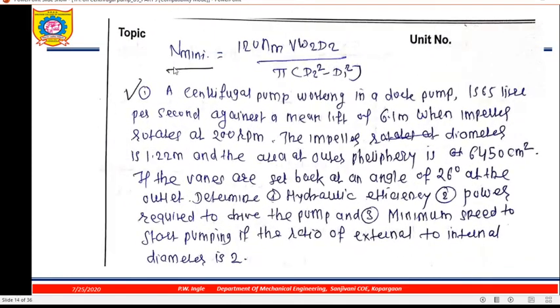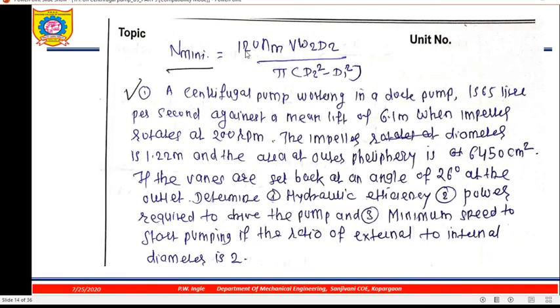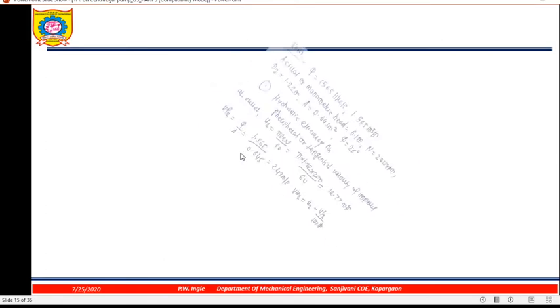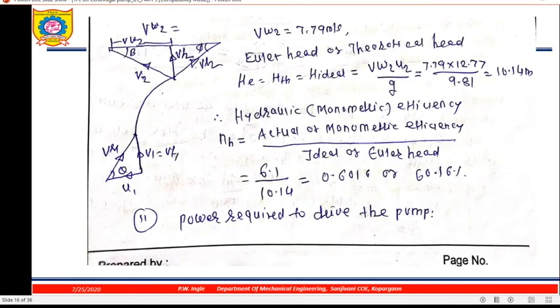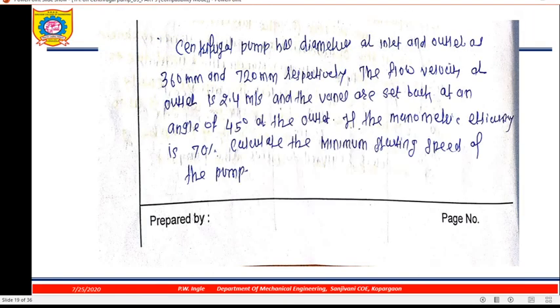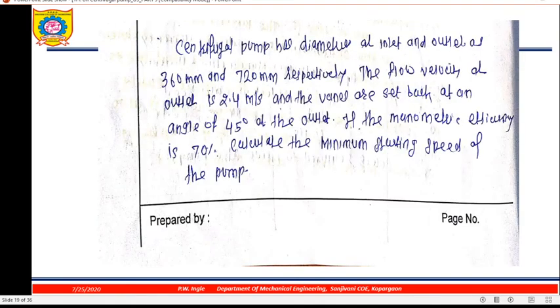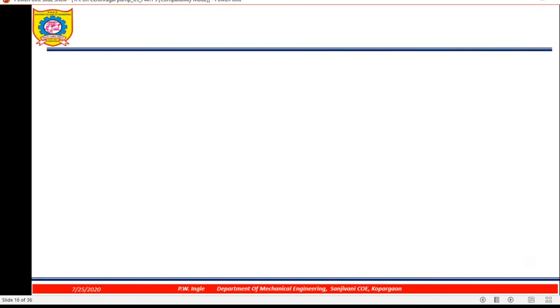So again rewriting the equation, this N is nothing but N minimum. So N minimum equals 120 into manometric efficiency VW2 D2 upon pi (D2 square minus D1 square). Okay, we'll solve the problem based on this.